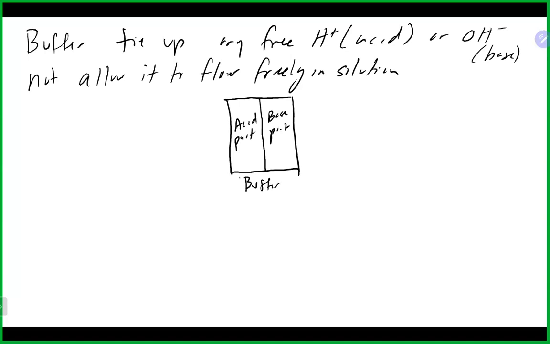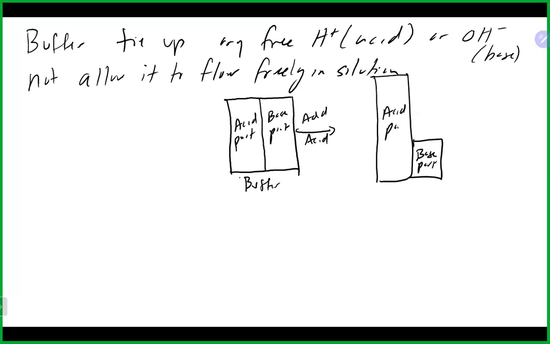And when you add additional acid to this buffer, it will react with the base part of the buffer, and dramatically drawn here, it will make more of the acid part. So I'll just kind of drop it like that. So you'll use the base part up a little bit, but you'll make some of the acid part of the buffer. And the same thing will happen if you add base to your buffer. It will react with the acid part of the buffer and make more of the base part of the buffer.